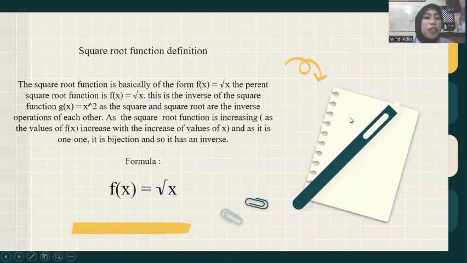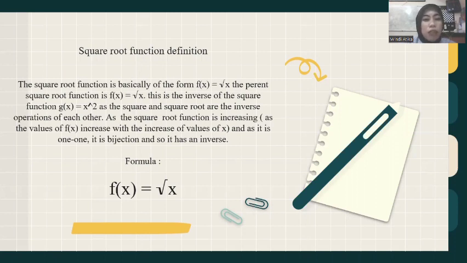Square root function definition. The square root function is basically of the form f(x) equals root x. The parent square root function is f(x) equals root x. This is the inverse of the square function g(x) equals x squared, as squaring and square roots are inverse operations of each other.